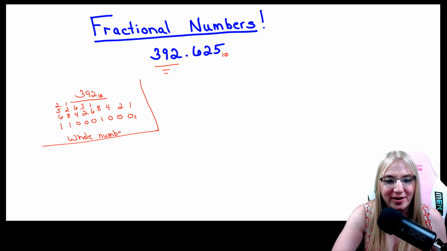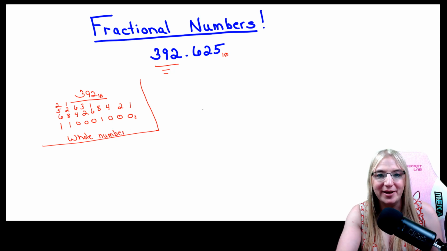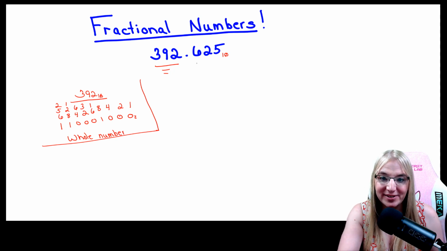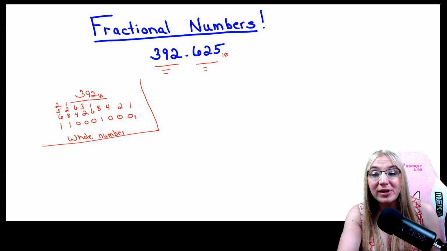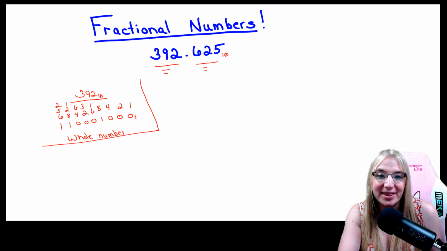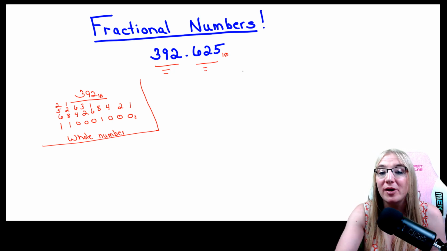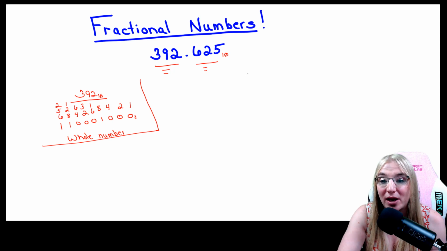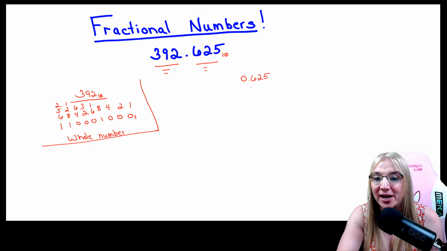Now, if you're like me, I know when I was in school, I always hated fractions. So when I first saw this for the first time, it was a little intimidating, but it's actually not as bad as it might sound, right? So now what do we do with this 625? How do we get that to a binary number? Well, what we're going to do here is we're going to take the 0.625 part, and because we want to convert this to binary, we're going to multiply by 2.